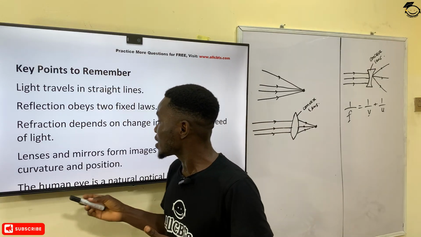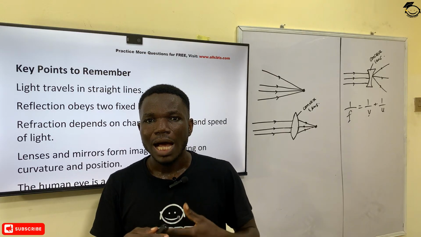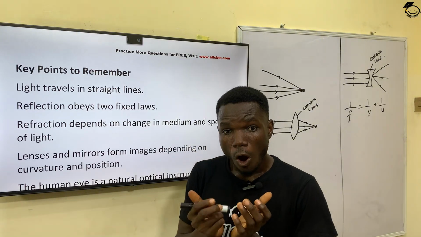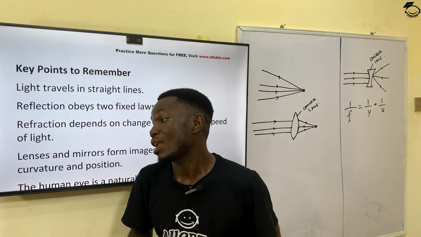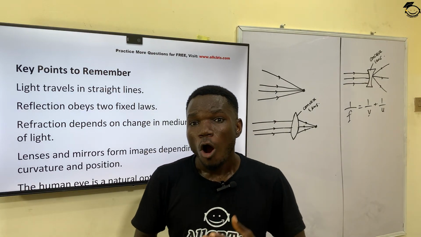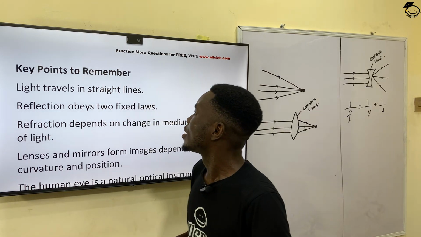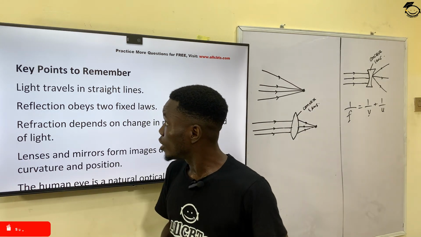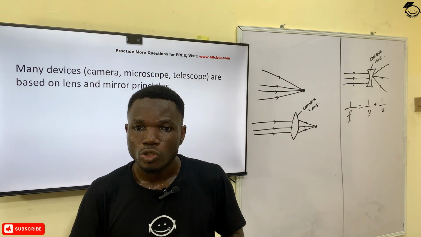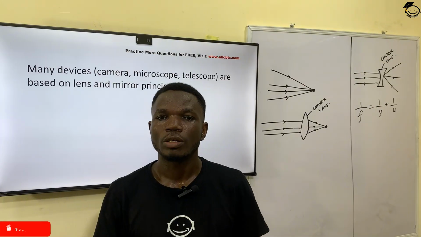We also talked about what? Lenses and mirrors and how they form images in their different parts depending on the curvature. So the shape of the lens will determine the kind of image that will be formed. We also say that what? The human eye is an example of optical instruments and it uses a convex lens. Moving on. So we talked about many different devices such as the microscope, the telescope, the cameras, and so on. We've come to the end of today's class.